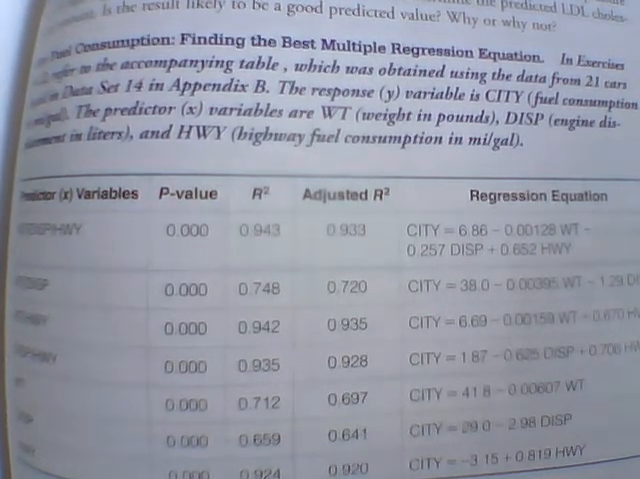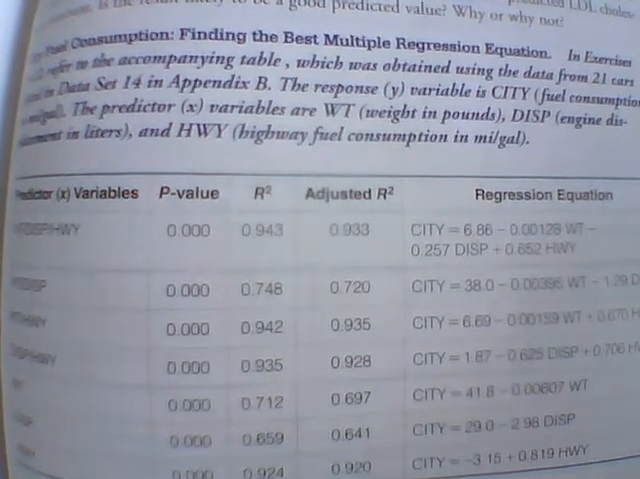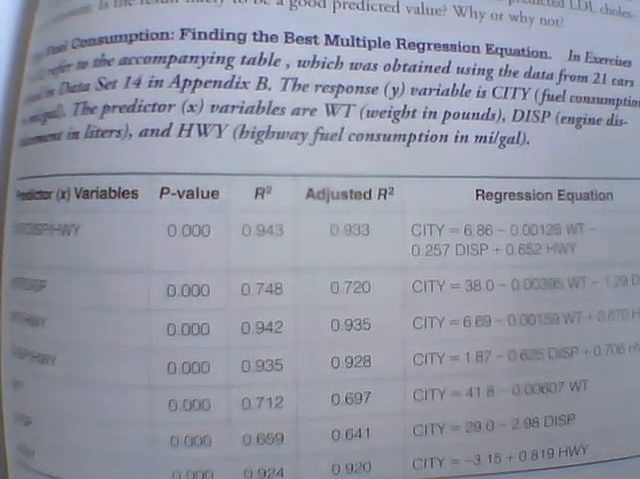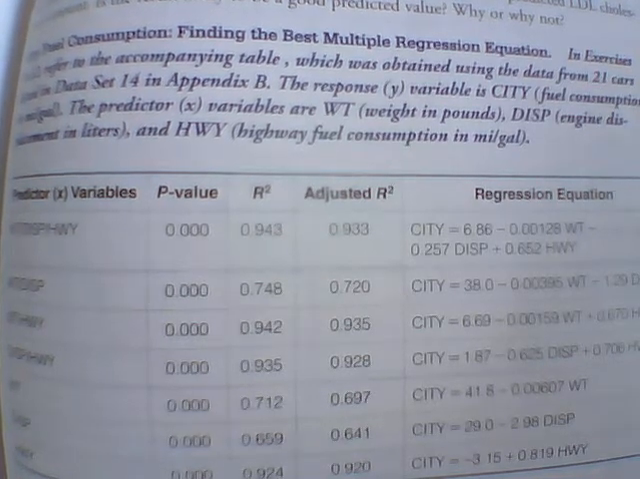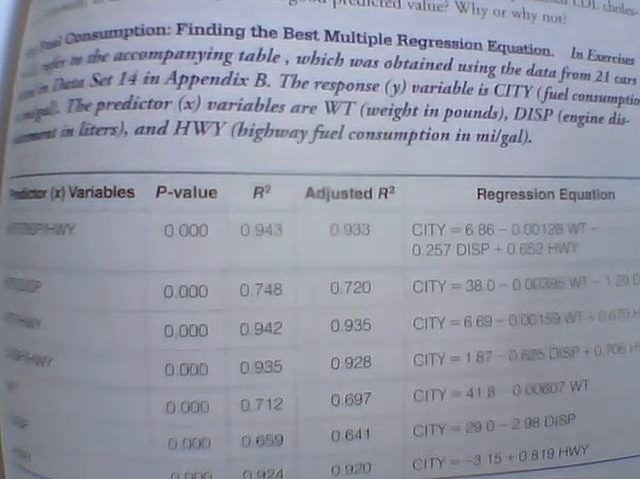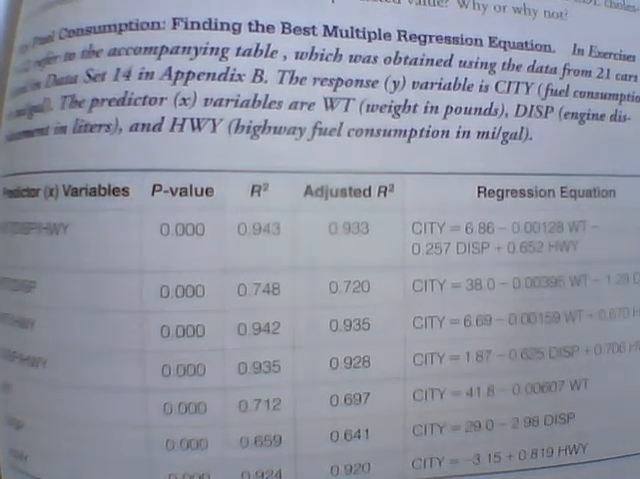So refer to the accompanying data, which was obtained using the data from 21 cars listed in data set 14 in Appendix B. The response is Y. The variable is the city fuel consumption in miles per gallon. The predictors X are weight, displacement, and then highway mileage.